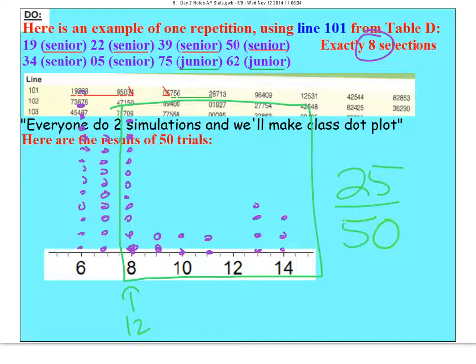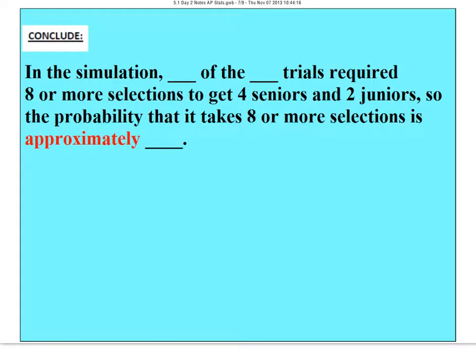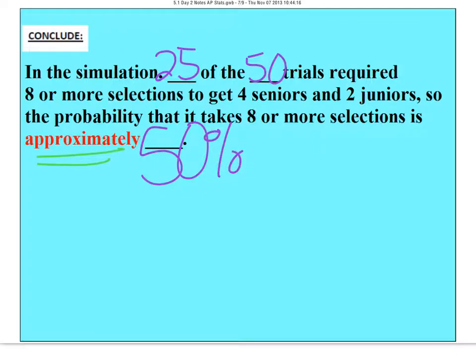So let's now make a conclusion. We can say in this simulation, 25 of our 50 trials required 8 or more selections to get 4 seniors and 2 juniors. So the probability that it takes 8 or more selections is approximately 50%. And remember, simulation means approximately, not theoretical or exact.